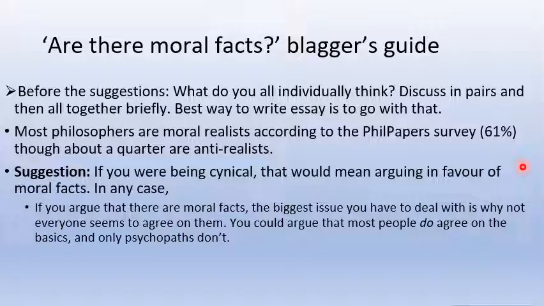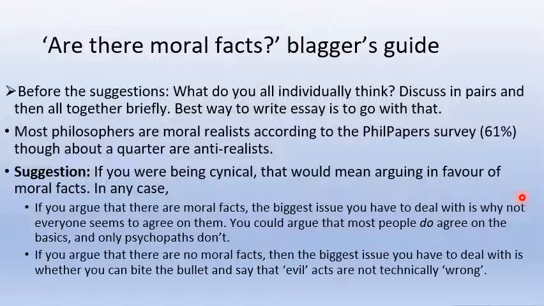If you're going to go for realism and argue there are moral facts, I think the biggest thing you need to deal with is the relativity problem. Why doesn't everyone agree on them? So you could argue that most people do agree on the basics, on a core of morality, and it's only psychopaths or fringe groups that don't agree, or that there's disagreement around the edges, but there's this basic core of agreement. There are ways of arguing back with that. The textbook's quite good on this. It's got a bit of an extended discussion about this, but that's the biggest issue I think you're going to need to discuss. There are others to discuss too, but make sure you've got a clear view and arguments and counter arguments about that.